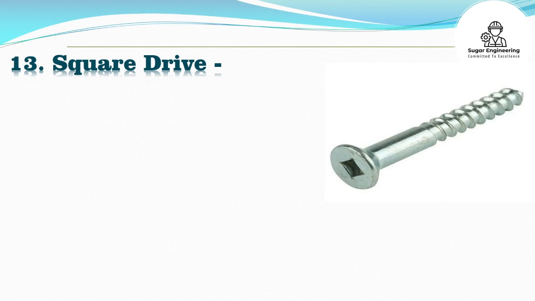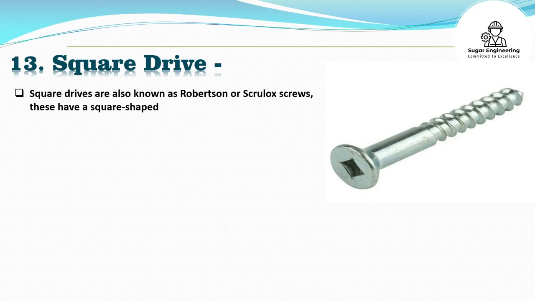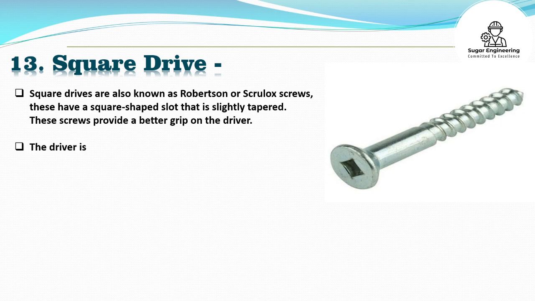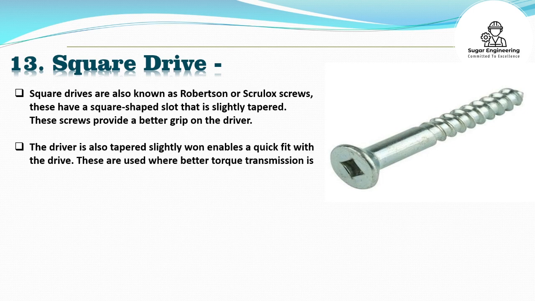13. Square drive. Square drives are also known as Robertson or screwlock screws. These have a square-shaped slot that is slightly tapered. These screws provide a better grip on the driver. The driver is also tapered slightly. One enables a quick fit with the drive. These are used where better torque transmission is required.